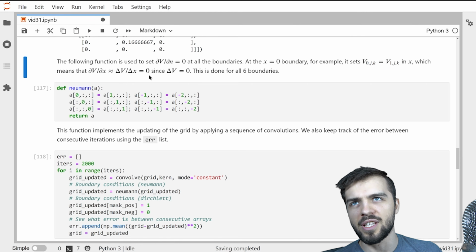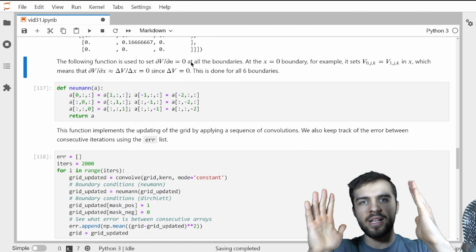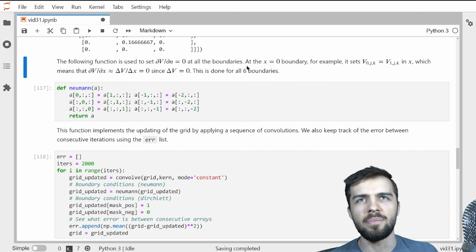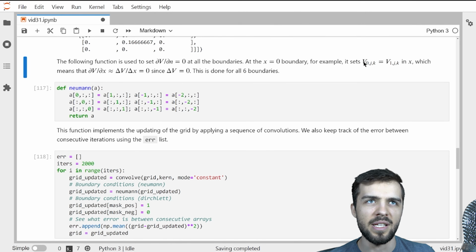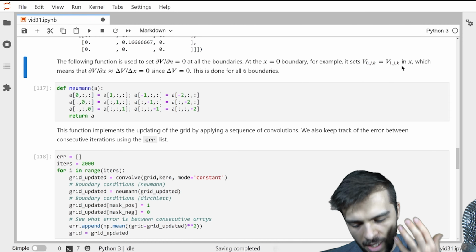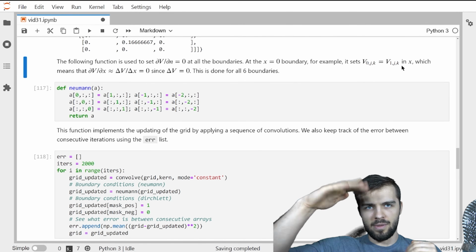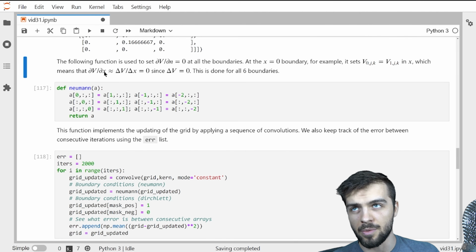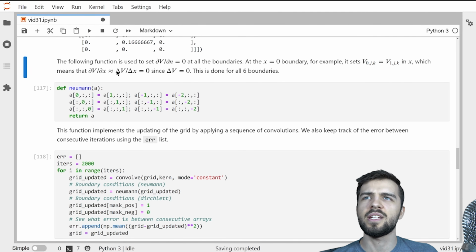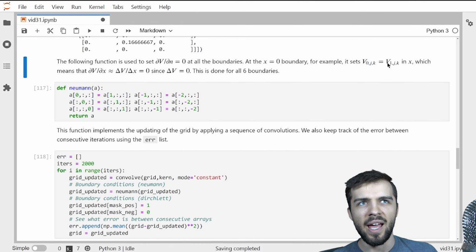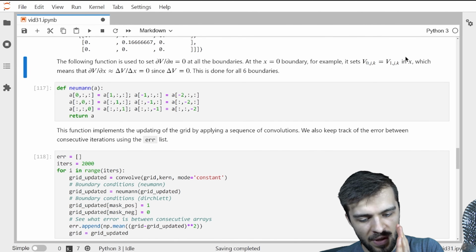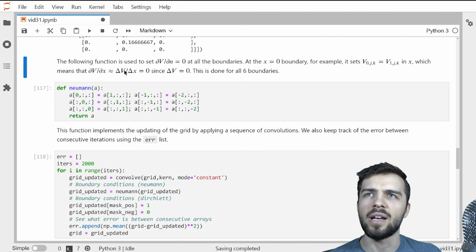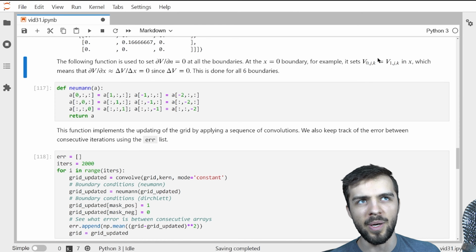I also need a function to set dV/dn equal to 0 at the boundaries. That's the insulator boundary conditions. The function works really simply. Basically, at the x equals 0 boundary, for example, it sets V[0,j,k] as V[1,j,k]. You might think, why am I setting this slice equal to the slice right next to it? Well, if dV/dx equals 0 at this boundary, which is true, this is equal to delta V over delta x equals 0. By setting these two equal, I get delta V equals 0. And if delta V equals 0, the derivative also equals 0. So that enforces that the derivative equals 0 at all these boundaries.